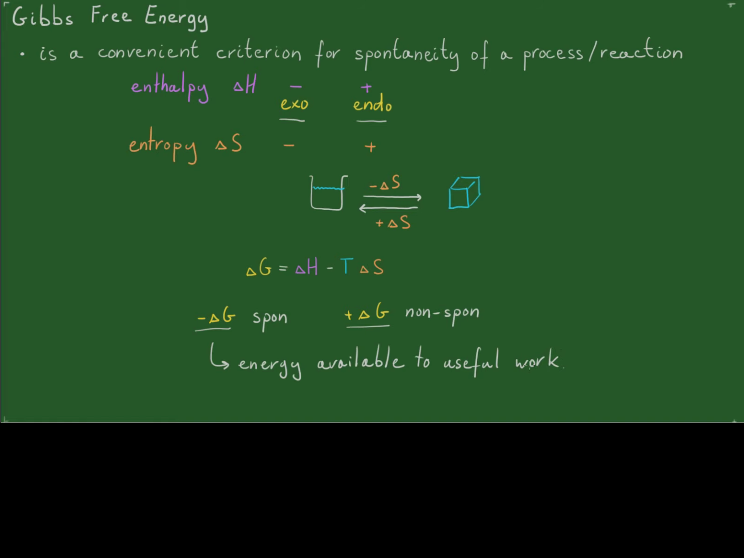So to recap, a negative delta G tells us that the reaction is spontaneous. A positive delta G tells us that the reaction is non-spontaneous. And the value of the negative delta G gives us the energy available to do useful work.